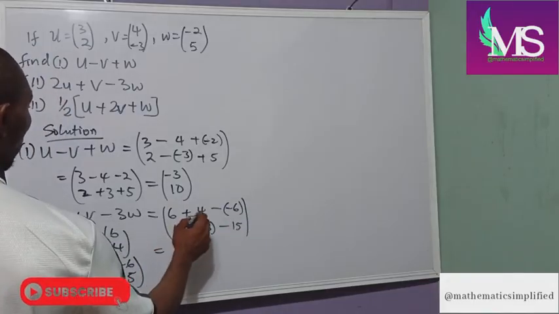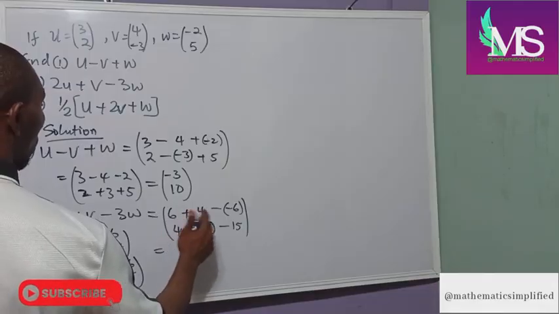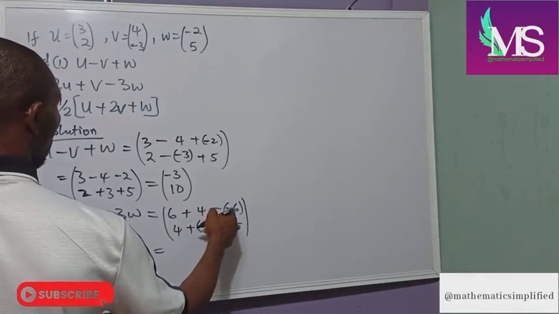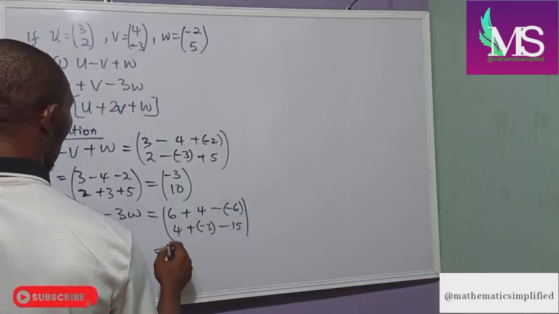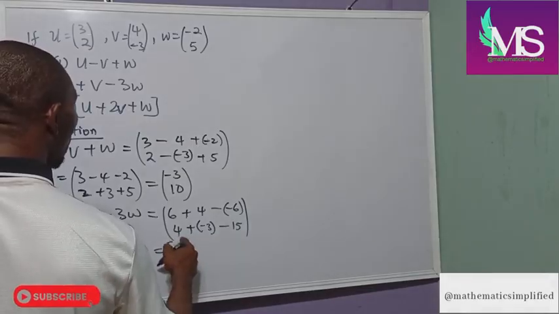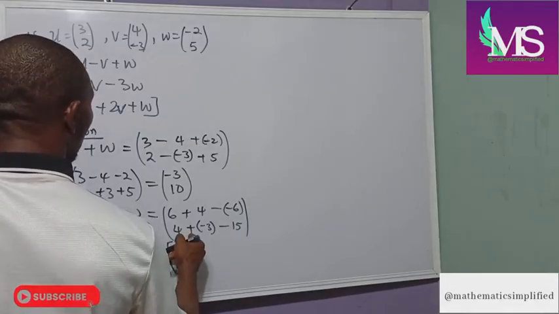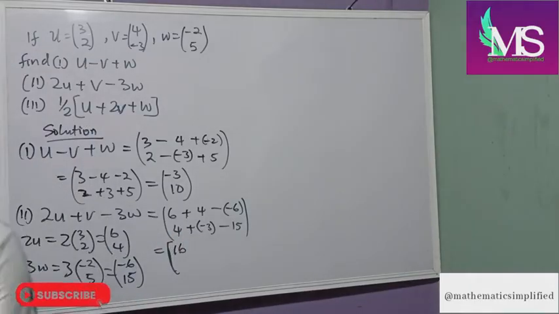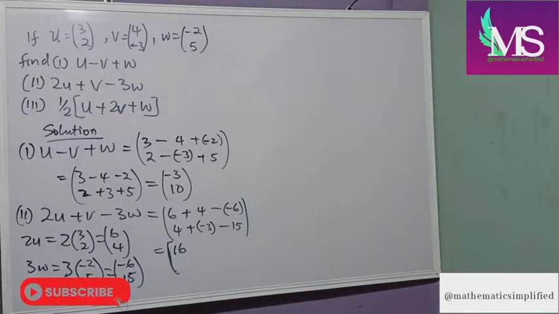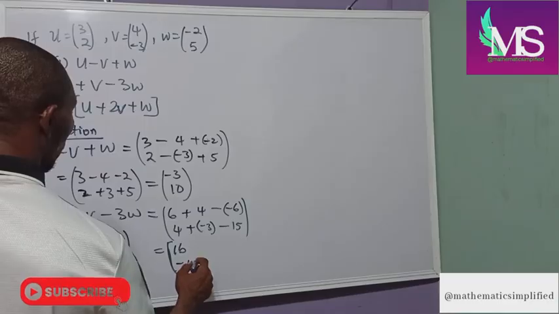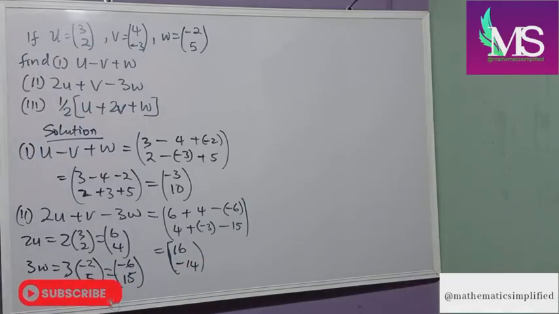So now we are having it as 6 plus 4, 10. 10 minus and minus plus, 10 plus 6, 16, and minus and plus minus, so 4 minus 3 is 1. 1 minus 15 will give us minus 14. So that forms our second part for the question.